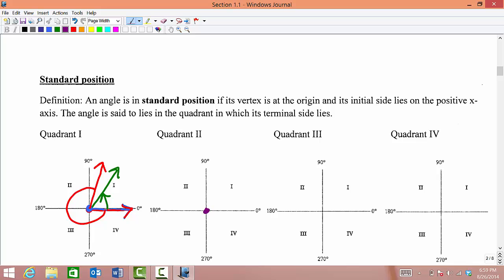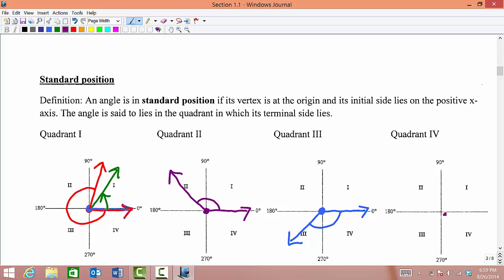A quadrant 2 angle in standard position, we would rotate until our terminal side lays in quadrant 2. A quadrant 3 angle in standard position, we would rotate until our angle puts its terminal side in quadrant 3. That would be a negative angle because we went in the negative direction.